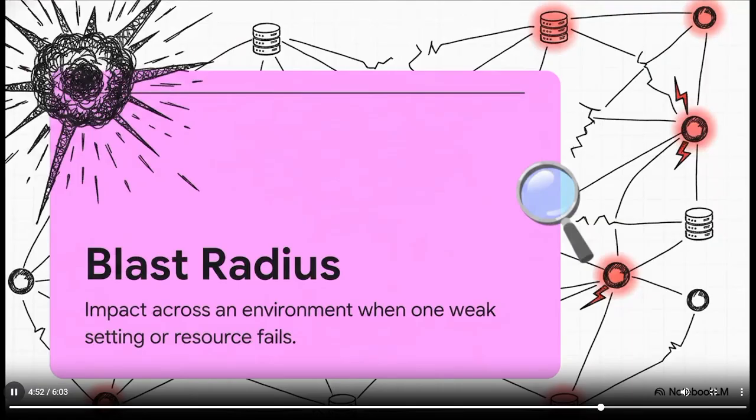Now, what's really interesting about this slide is it brings us to the ultimate test of systems thinking, blast radius. This is the extent of the impact across your entire environment when one weak setting or resource fails. If one tiny piece of your infrastructure gets breached due to, say, a misleading default, how far does the explosion reach? Does it just take down one server, or does it literally tear through your entire database because of those interconnected dependencies we just talked about? Understanding your blast radius is absolutely how you anticipate the consequences of compounding failures before they even have a chance to happen.